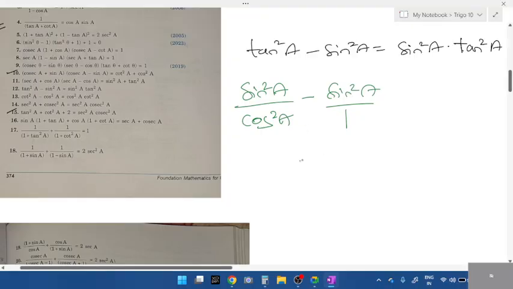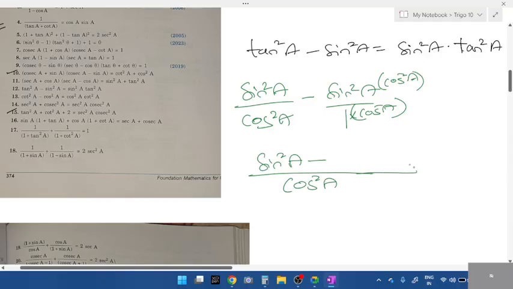Next, what's the next step? All of you will answer LCM. LCM is cos square A. Here you multiply by what? So what's the value? Cos square minus, when you multiply, what do you get? Into what? Cos square. What is common in the numerator?